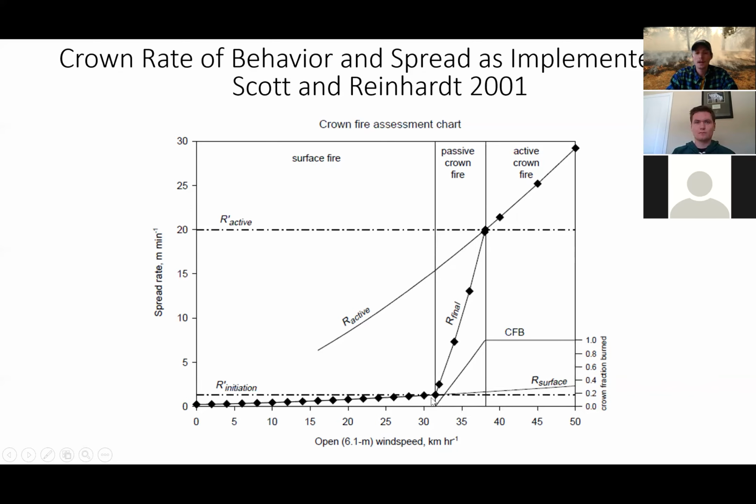in the Rothermel 91 method, we would continue to predict surface fire rate of spread up until the active portion starts. But anyway, Scott and Reinhardt introduced this idea that, hey, once we start having torching, we probably have some increase in the rate of spread. And they basically just assume there's this linear relationship here between the crown fraction burned and the rate of spread. So we just kind of draw a straight line between our surface fire rate of spread and active rate of spread to predict the passive portion of the fire.